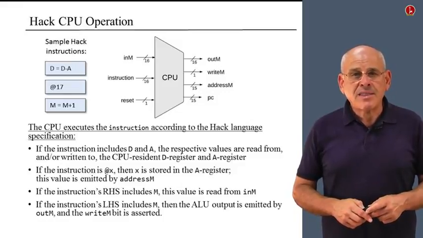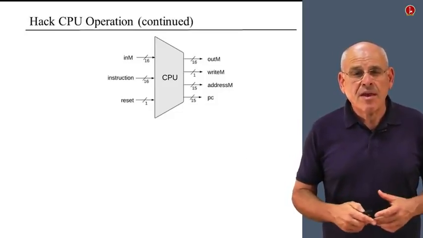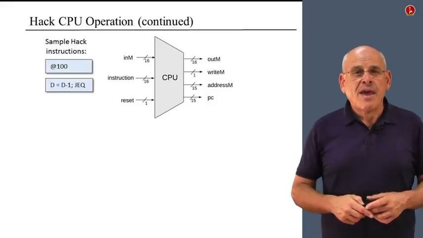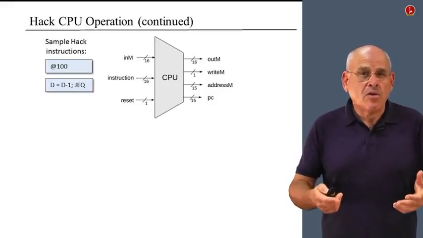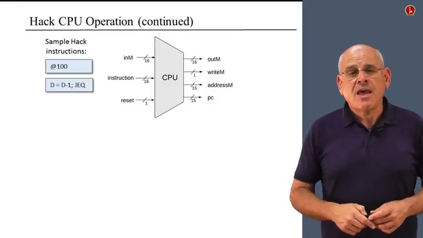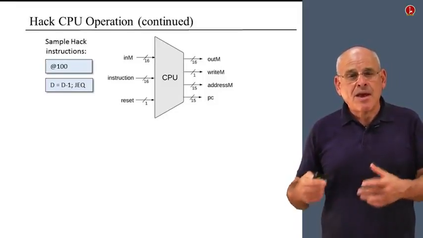Moving along, let's see how the CPU handles jumps. So once again, we have a typical jump situation. The A register already includes the address 100. We assume that this is the case. And now we have a conditional jump. D equals D minus 1.